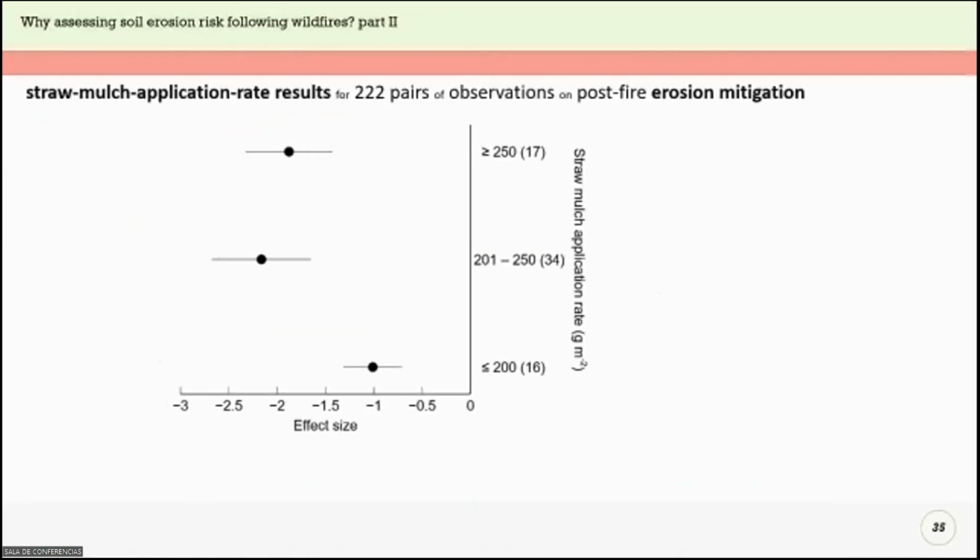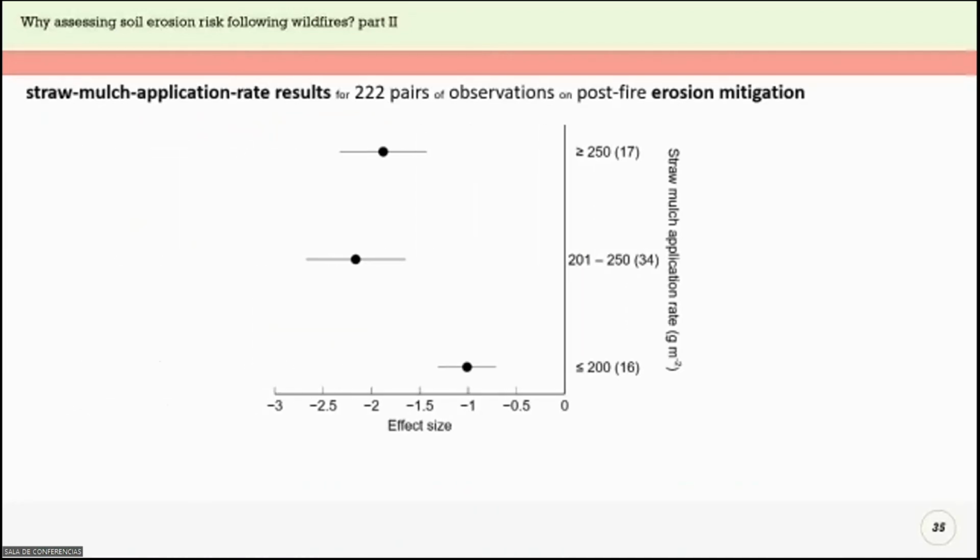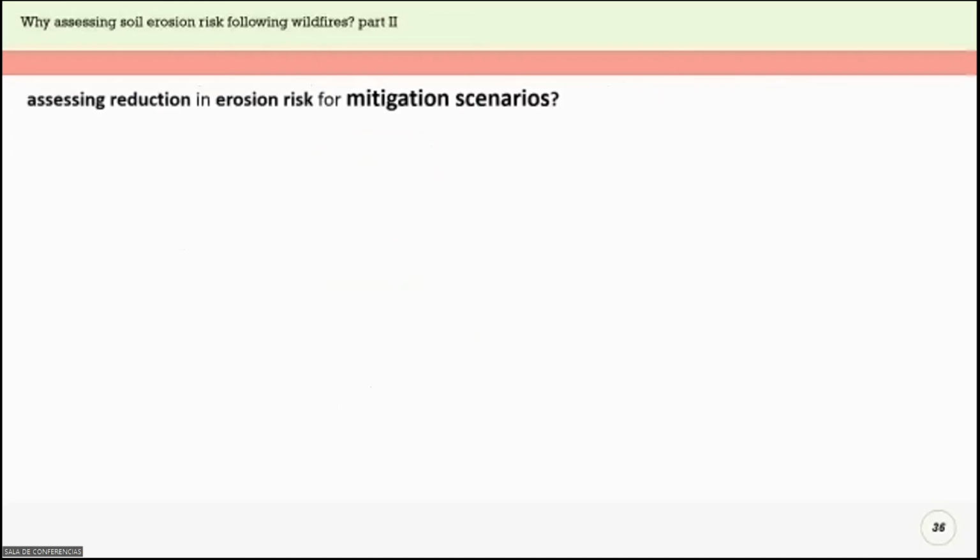Another result, very interesting. Of course, how much do you need to apply? What is the good quantity to apply? You always want to apply as little as possible. So here is a study on the effectiveness of straw mulch, yeah? You can see if you apply very little, less than 200 grams, it's not as effective as if you apply 200 to 250 grams. But if you apply more than 250 grams, the results are the same. So basically, in terms of cost effectiveness, this is the best solution in this range. And this is shown from studies all over the world. So this is quite a robust assessment, okay?